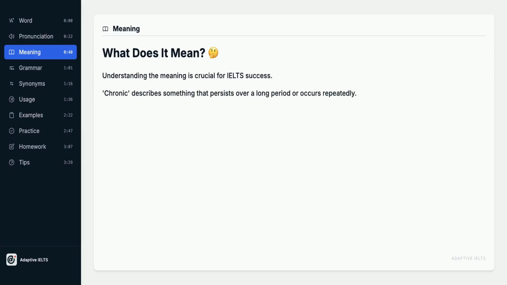Understanding the meaning is crucial for IELTS success. Chronic describes something that persists over a long period or occurs repeatedly. In medical contexts, it refers to long-lasting conditions that are often difficult to cure. In general use, it describes persistent problems or situations that continue over time.